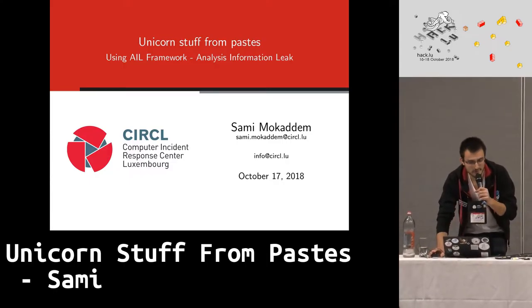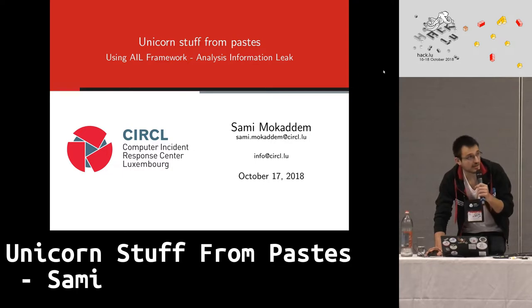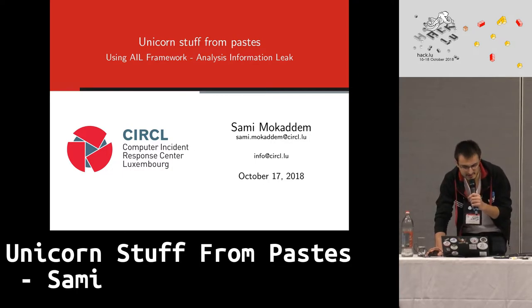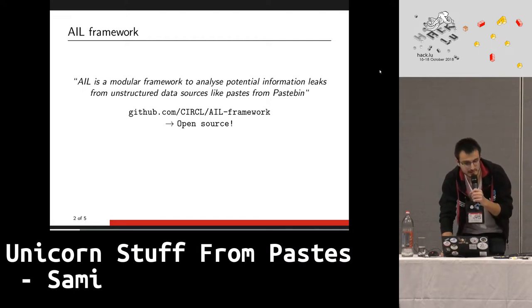So, hello everyone. I will show you some stuff we found from Pastis using the AIL framework, which is an analysis information leak software. Basically, AIL is a modular framework to analyze potential information leaks from unstructured data sources, like pastes from Pastebin. The software is available on GitHub, and it is fully open source.